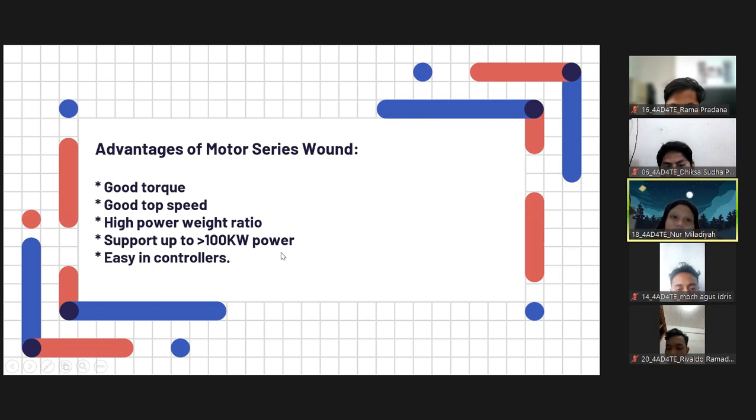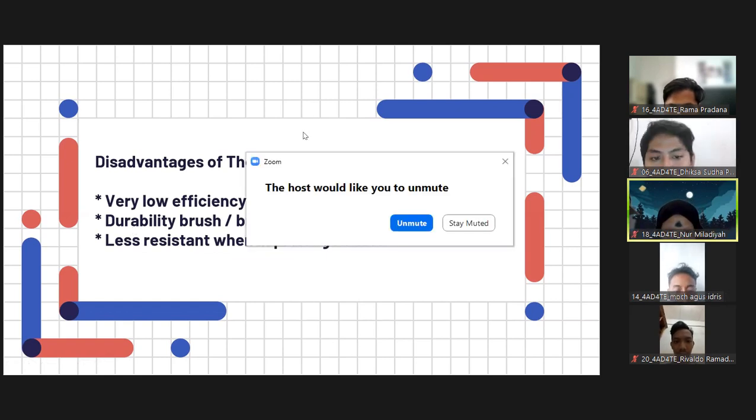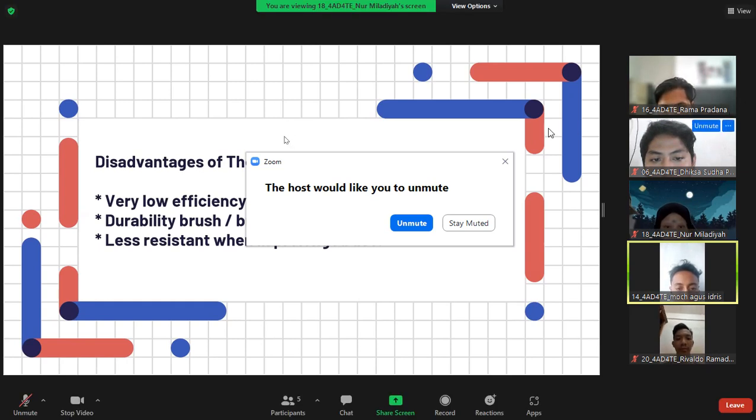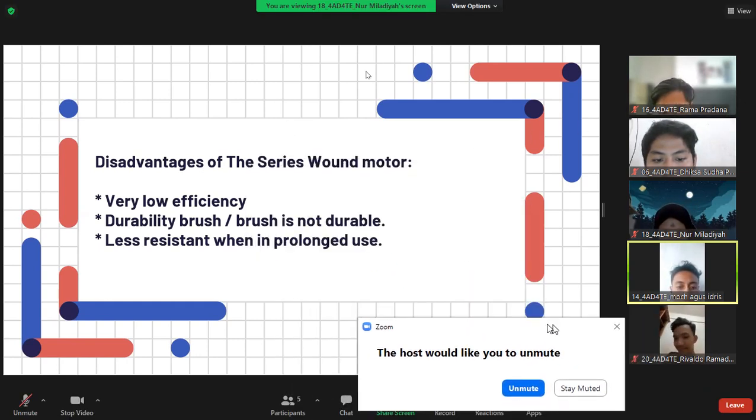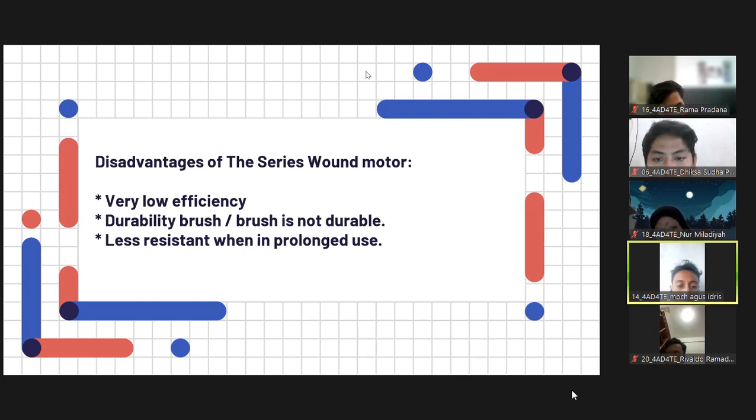And the next, the advantages of series DC motor: number one is good torque, number two good top speed, and next high power to weight ratio, supporting up to 100 kilowatts of power, and the next is AC controllers. Next, the disadvantages of the series DC motor: very low efficiency, and the brush is not durable, with less resistance when in prolonged use.